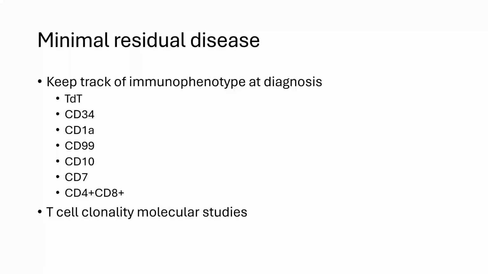With all the variability with markers that you can see in T-ALL, it's important to keep track of the immunophenotype at diagnosis, whether there is the presence or absence of TDT, CD34, CD1A, CD99, CD10, CD7, and CD4 and CD8. T-cell clonality molecular studies can be useful to compare for future minimal residual disease evaluation.